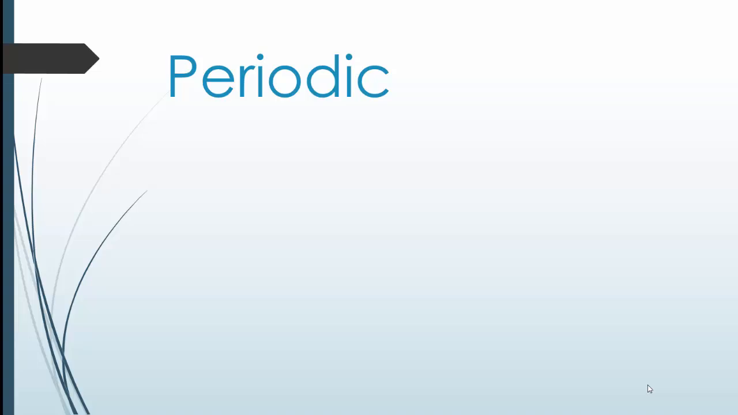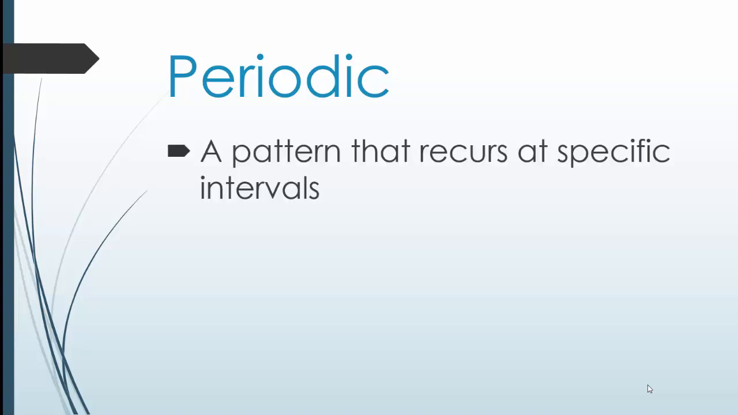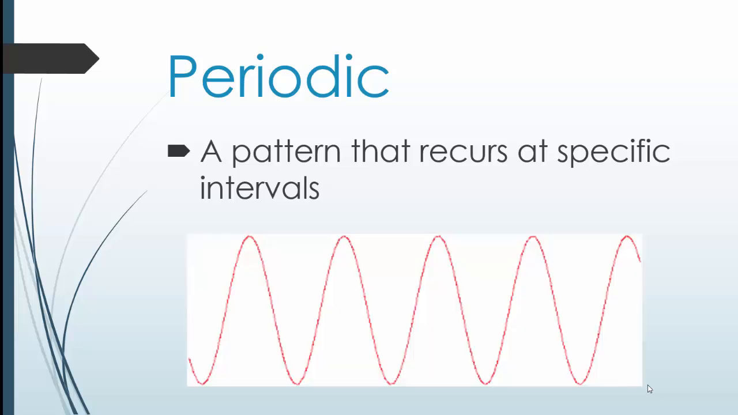First of all, we need to define what is meant by periodic. Periodic, or periodicity, is a pattern that recurs at specific intervals. It is a cyclical pattern. One of the best examples of a periodic function is a sine wave. It goes up, down, up, down, up, down, and it repeats in a very definitive manner.